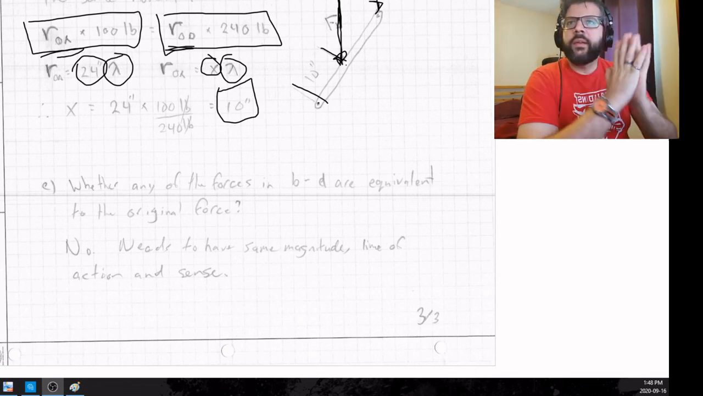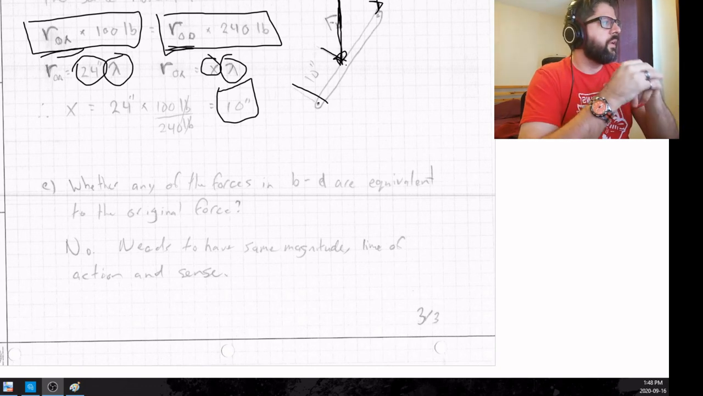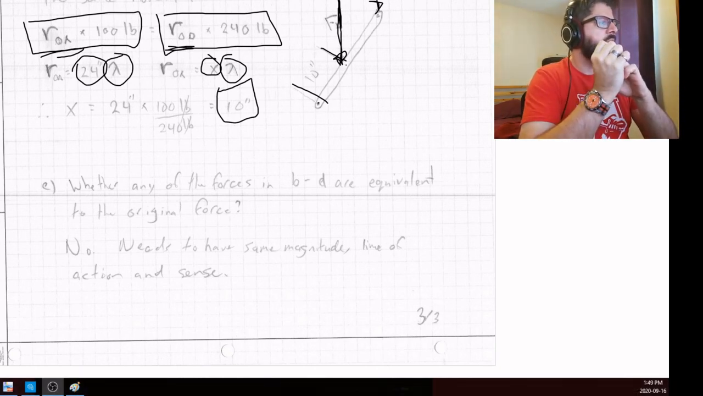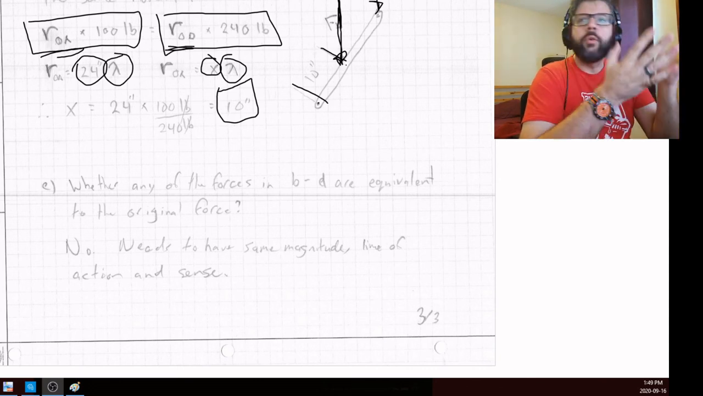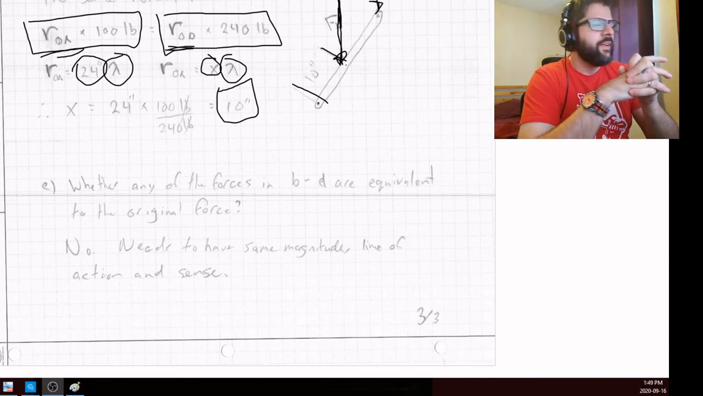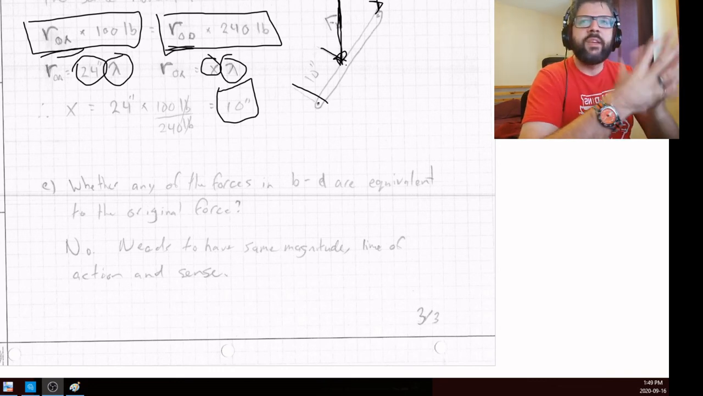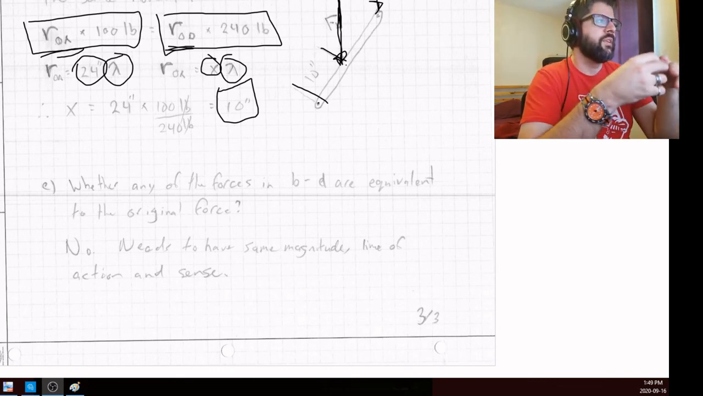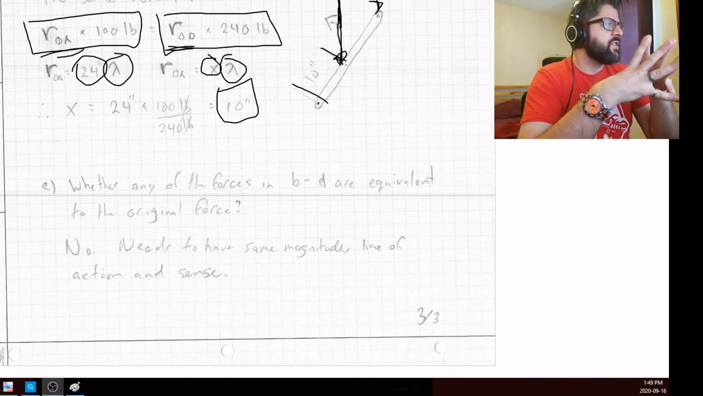So the next question here is asking whether or not the forces that we calculated in B through D are equivalent to the original force. No, they're not. So there's a few requirements for a force to be equivalent. They need to have the same magnitude. The magnitudes in all of these are different. They need to have the same line of action.